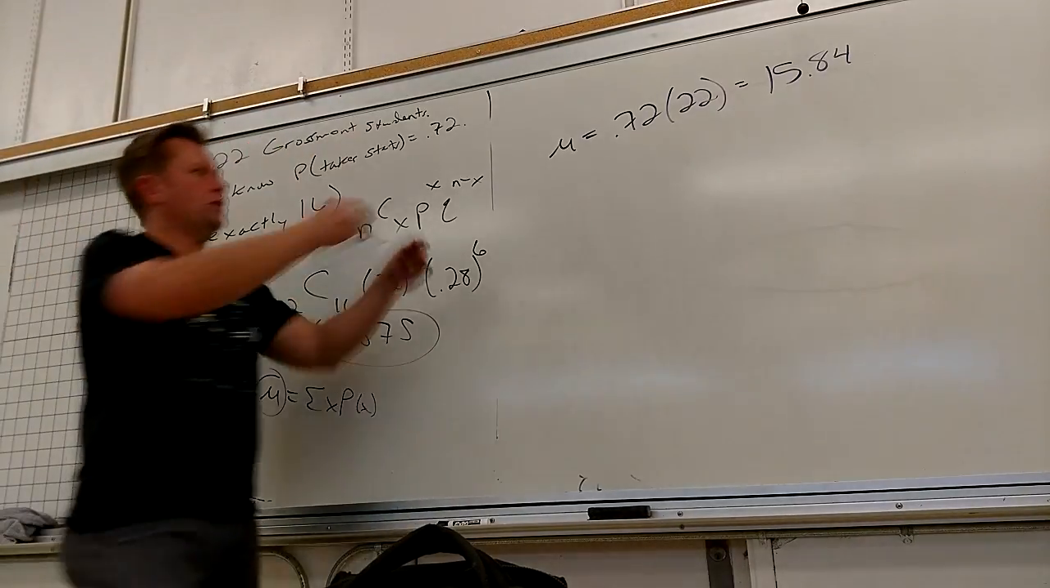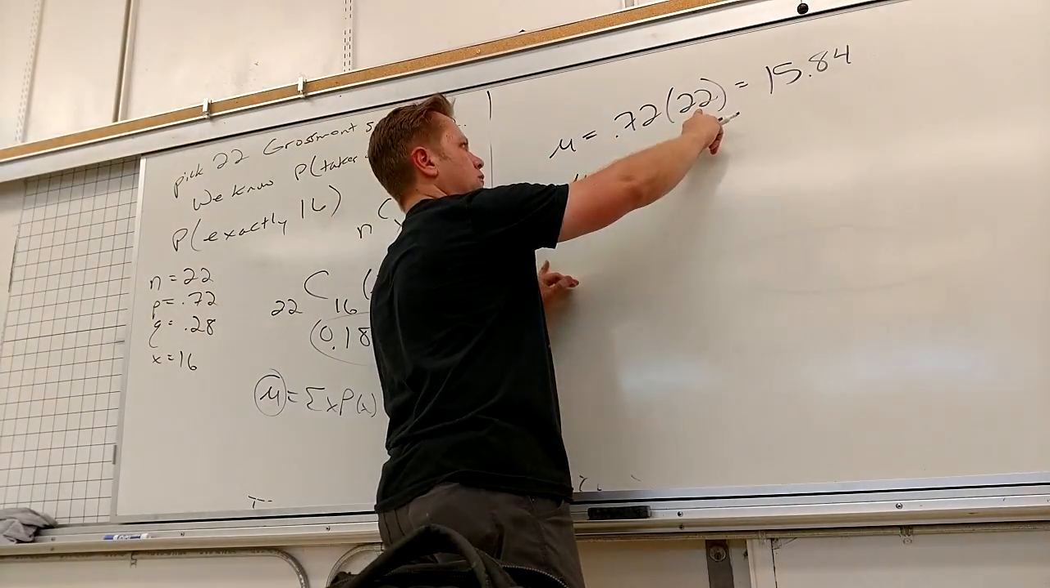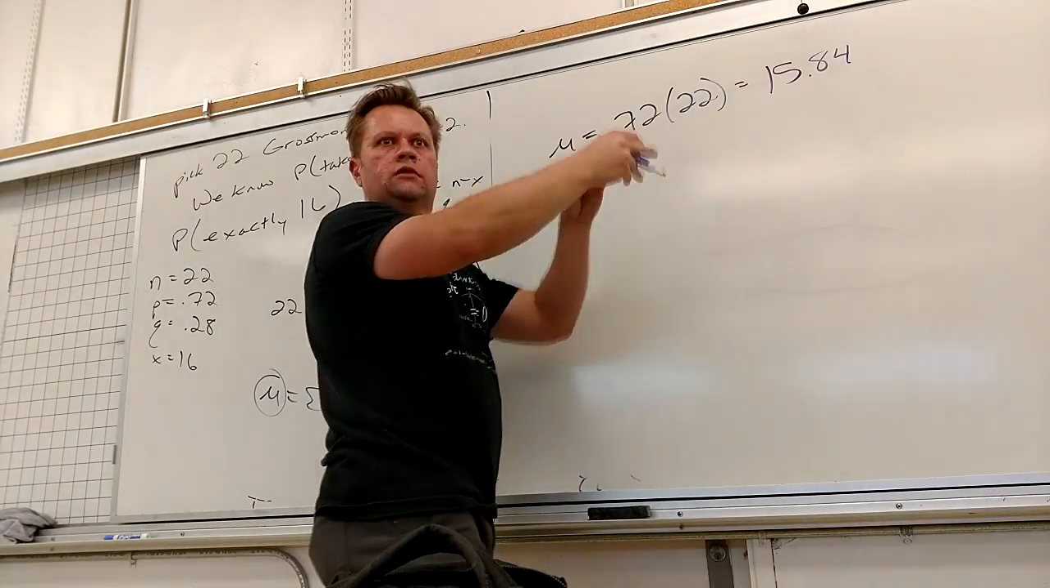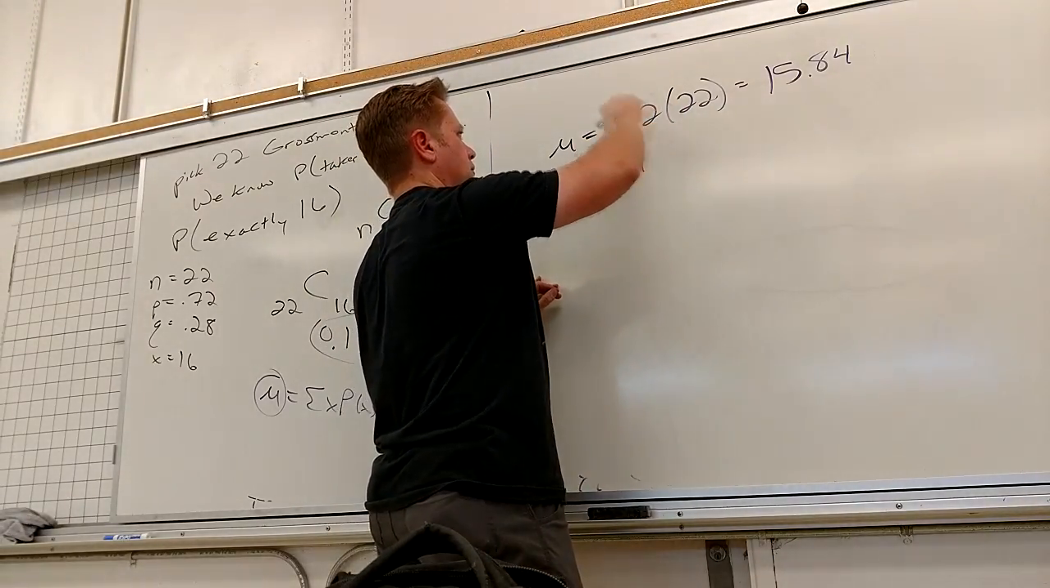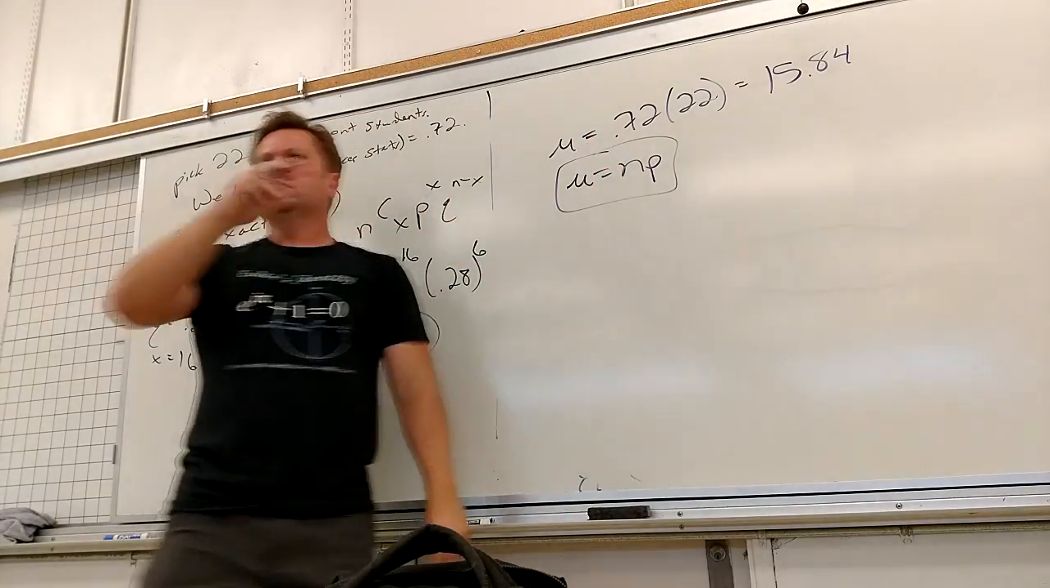So that's the formula. You're gonna love that. What is the formula then? What's 22? What variable is it? N. And what's 0.72? P. There's the formula for the mean.